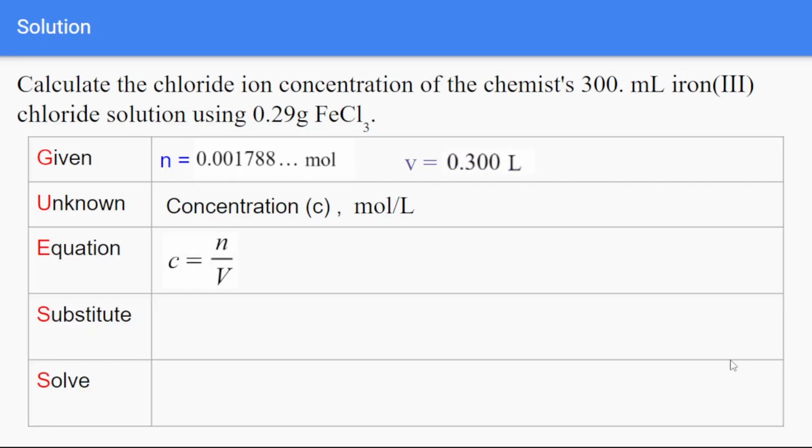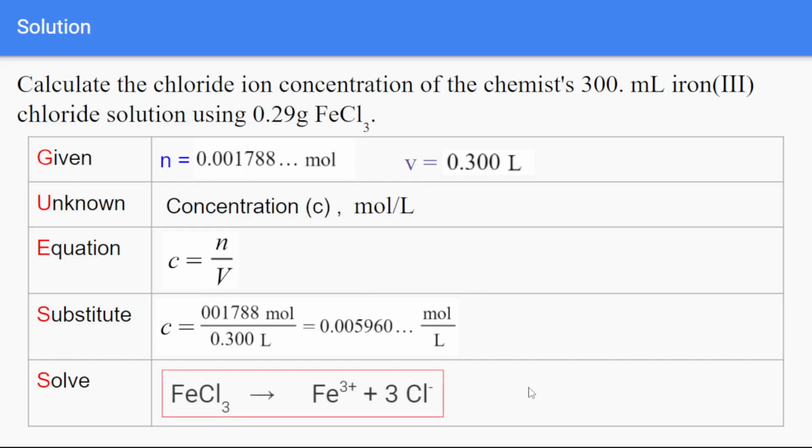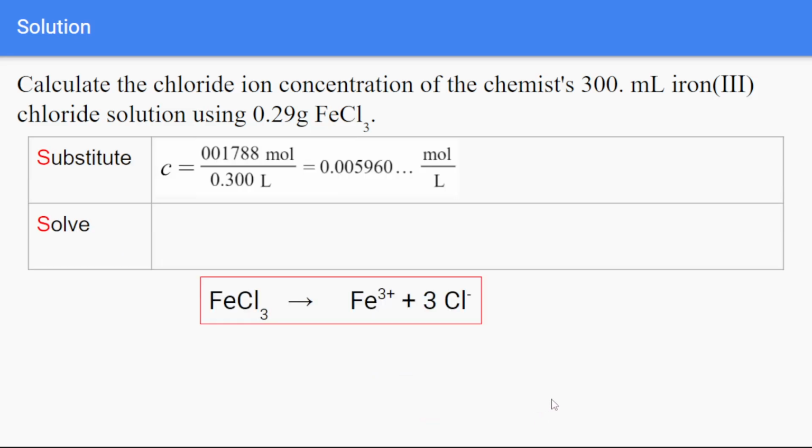Our equation for molarity, even though it's ion molarity, it's still molarity. So it's C is equal to n over V. We substitute our moles and liters into the equation, and that gives us 0.005960 moles per liter. This is the molarity of iron 3 chloride, but it is not the ion molarity, specifically the chloride ion molarity. So this is the molarity of the compound, but not of chloride ions.